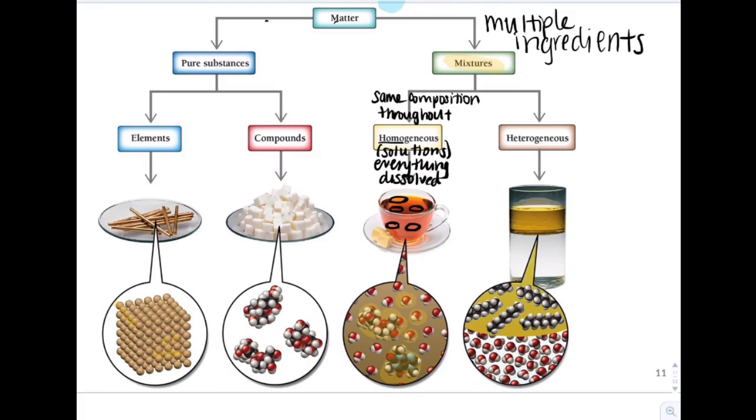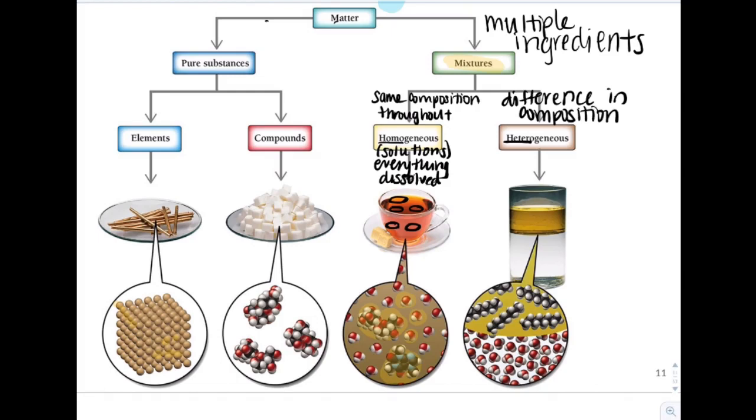Okay, so if you've got some salt water that's dissolved, or if you're drinking coffee, coffee is not a molecule, it's a mixture of a bunch of different things, then that is going to be a homogeneous mixture. Versus heterogeneous. So hetero meaning different. So this has a difference in composition, meaning you can tell there are different parts to it.